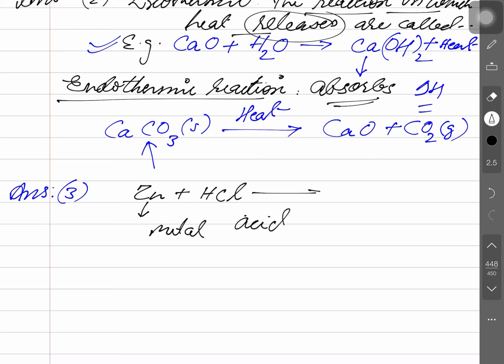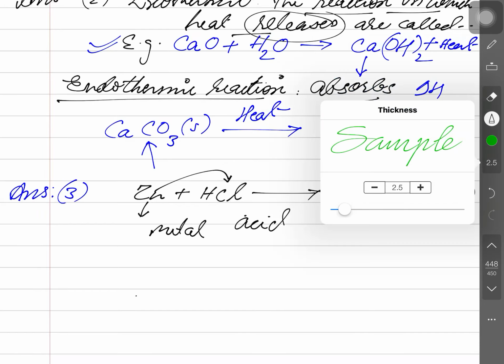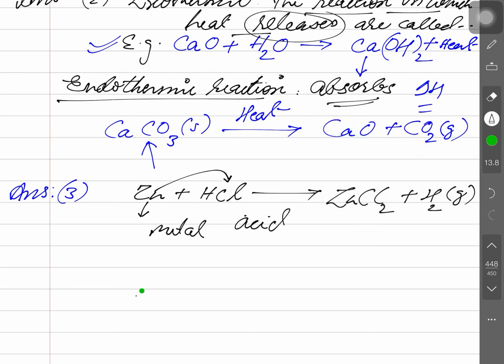So what's going on here? This is forming ZnCl2 plus H2O. So why am I telling the inside story? You would have seen the atomic structure of an atom. Inside the atom, here one neutron is there, and here one proton is there.